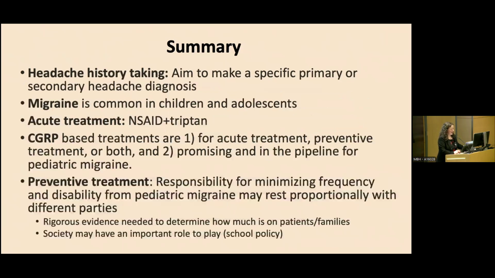So to summarize, when we're taking a headache history, we want to aim to make a specific headache diagnosis, not just dividing primary from secondary, but then a specific primary headache diagnosis. Migraine is very common in children and adolescents. First-line acute therapy, if they're not responding to something like ibuprofen, is going to be combining the triptan with the NSAID. CGRP therapies can be used for acute treatment. They can be used for preventive treatment, or they could be used for both.